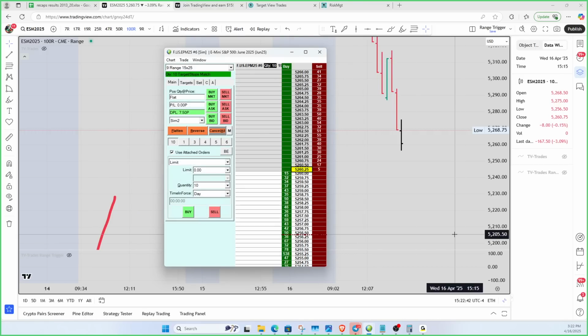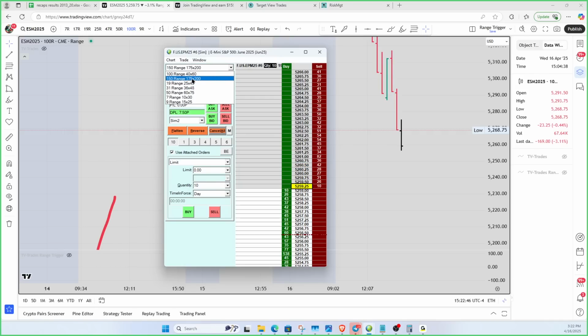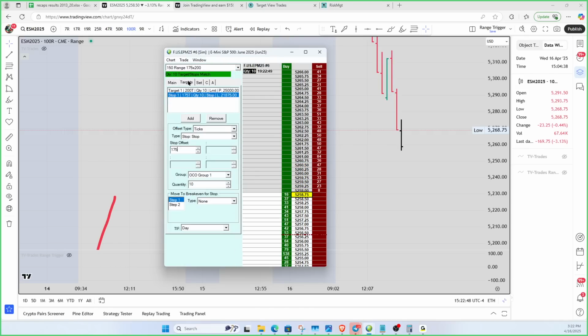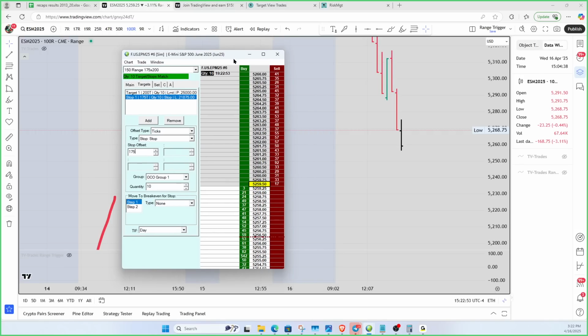All right, I hit save on this, and now if I go in here, I can go to 150 range, 175 by 200. If I go to targets, it's got my target and my stop already set. You see what I mean? That's how you set up a bracket on Sierra Charts. I just went through the whole thing.